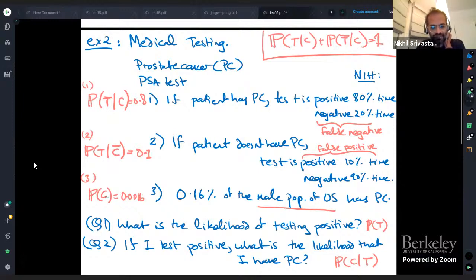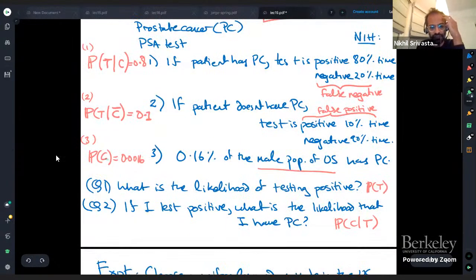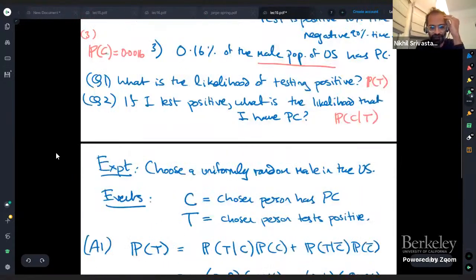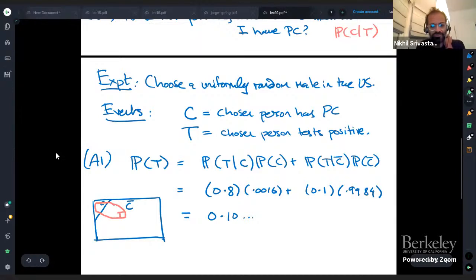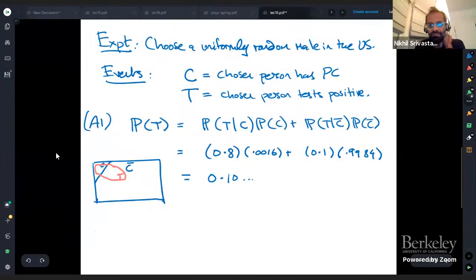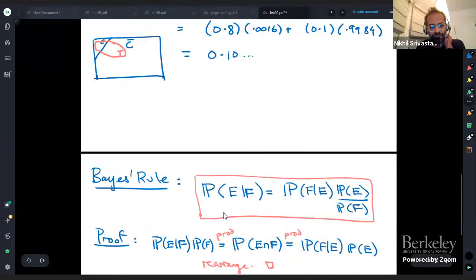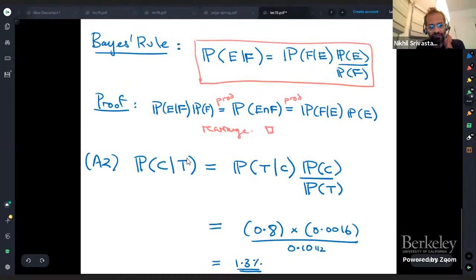The relevant question to an individual taking this test is: what's the chance of testing positive? And if I test positive, what's the likelihood that I have the disease? We did a calculation and figured these things out. Here we used the law of total probability to figure out the probability of testing positive. Then we used Bayes' rule to figure out the probability of having prostate cancer in this case, given that you tested positive.